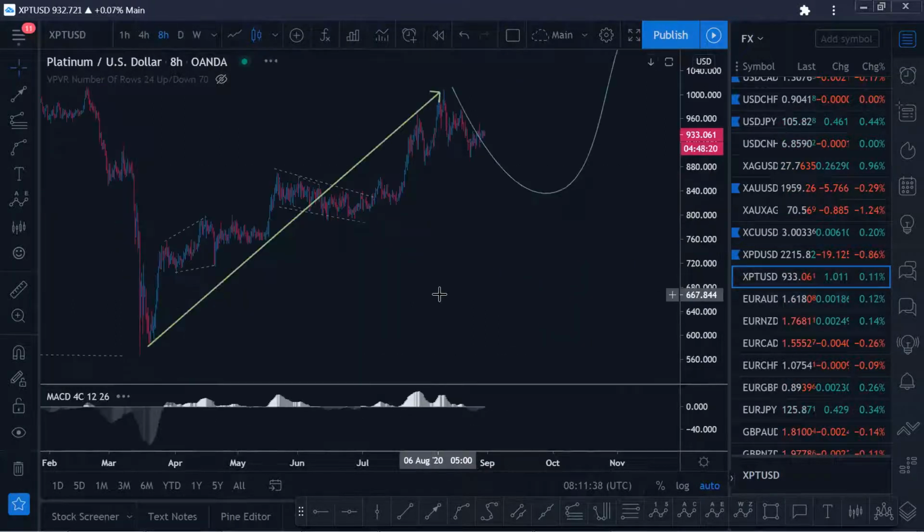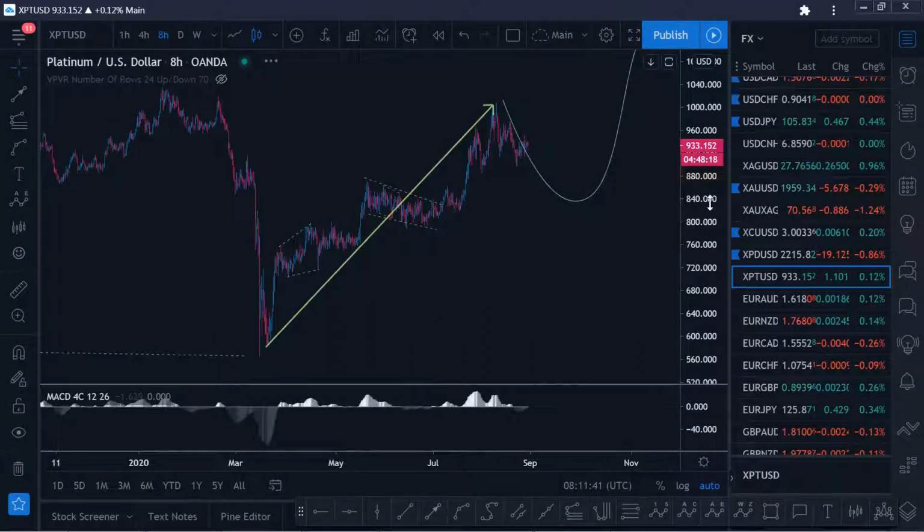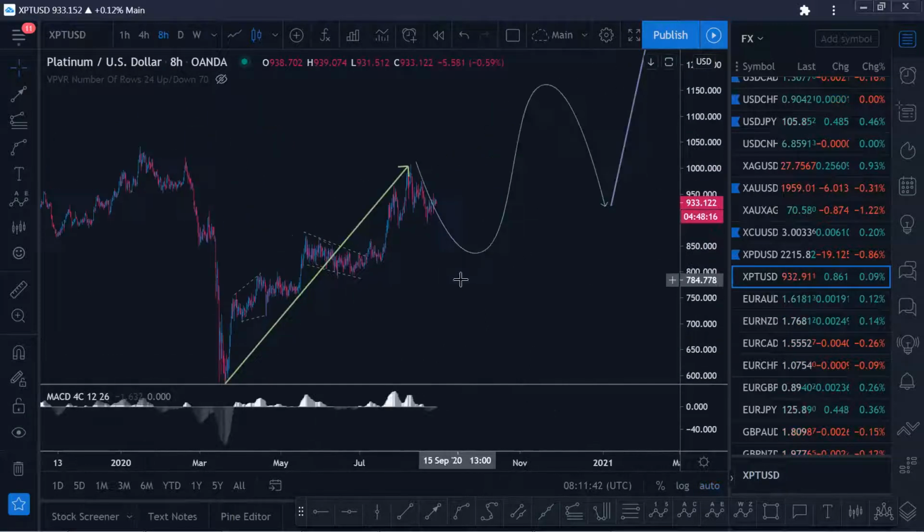Platinum is a mess. Really just don't like it. I just feel like it is going to head higher. I can't tell you the structure of it though, it's such a mess.